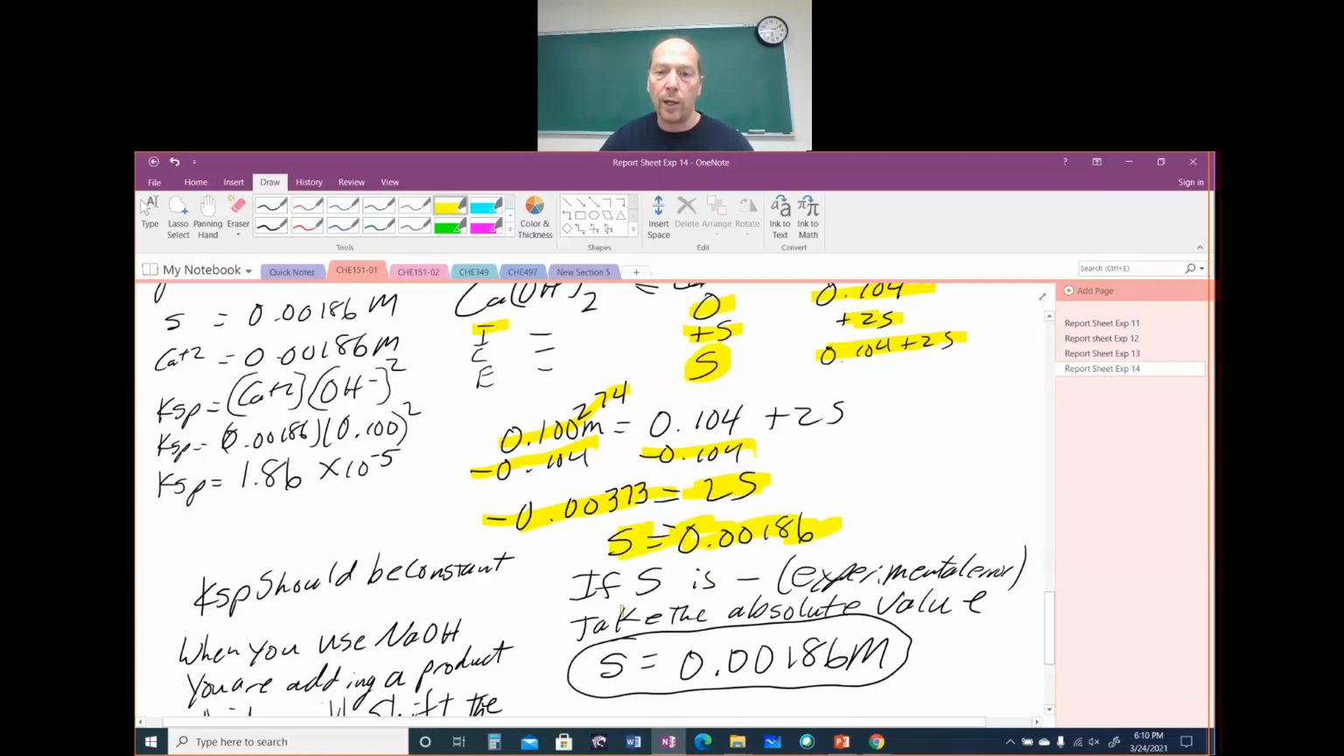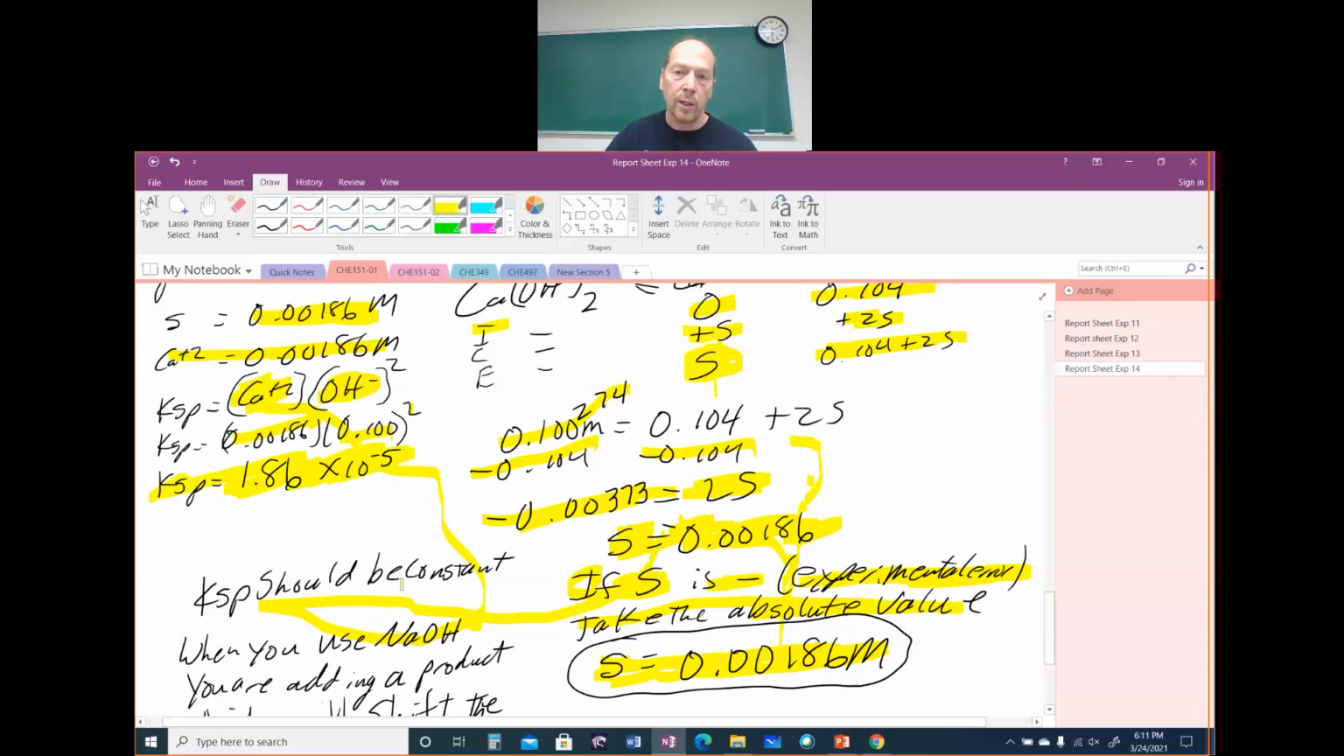And again, if your S value is negative, that's experimental error. You will take the absolute value of that number. You will not report a negative molarity. You will take the absolute value, show it as negative, and then show that you're using it as positive because of experimental error. And so your S value is 0.00186 molar. That is, of course, the same as your calcium, which is S, 0.00186 molar. Then you have your calcium plus 2, and you have your OH minus from your titration. You plug in those numbers, square your OH minus, and you get your KSP of 1.86 times 10 to the minus 5.